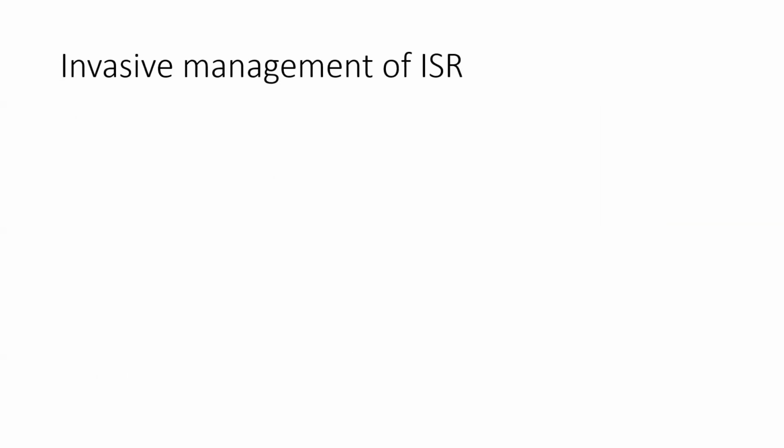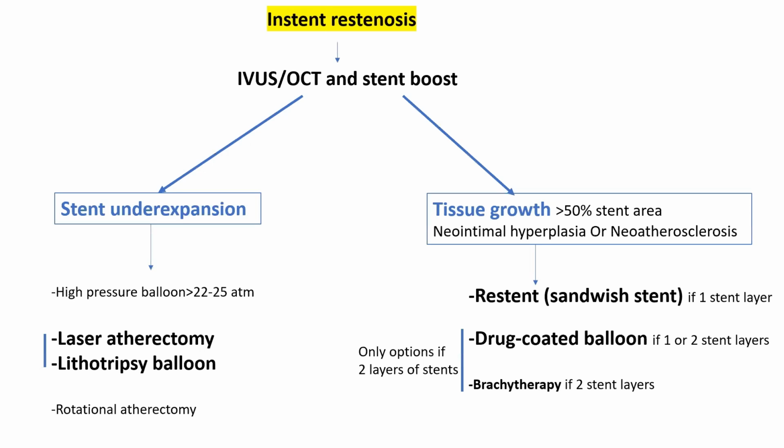I will move on to the other big topic of this talk, which is the invasive management of in-stent restenosis. So this is my algorithm. It's a simplified algorithm compared to what you may see in state-of-the-art papers. When you have in-stent obstruction, the first step is to do intravascular imaging and stent boost. Stent boost is a cine image that focuses on the stent and looks for stent underexpansion. So you do those two.